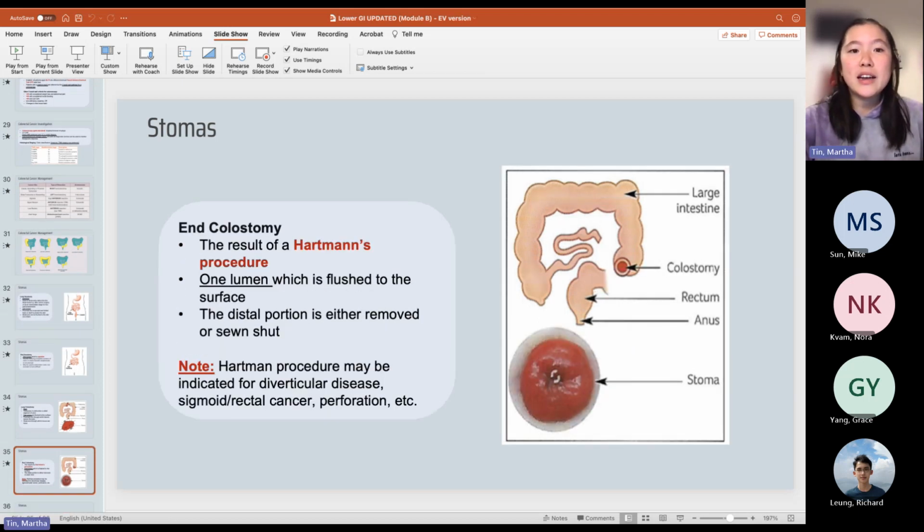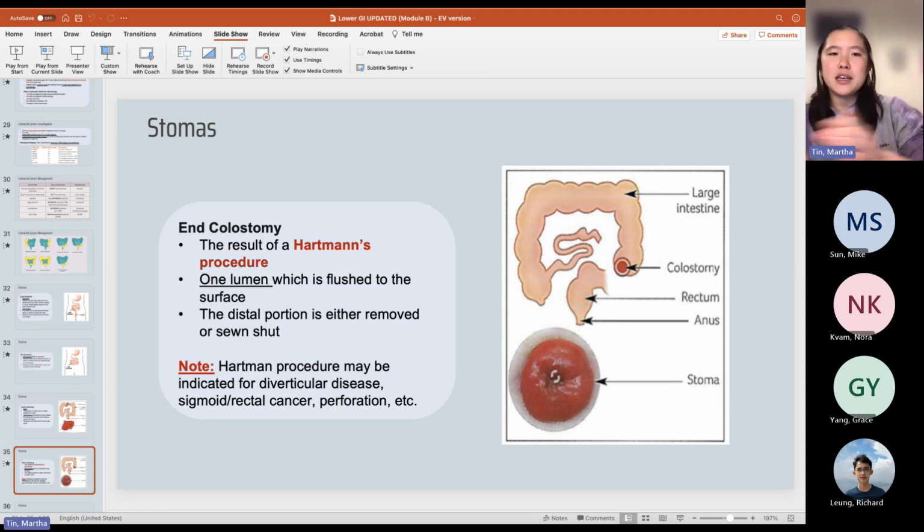End colostomy, sorry, these you will see far more frequently, and these can be both permanent or temporary. This is when you have one lumen, which is flush to the surface, and feces or waste material is then collected through that. If it's permanent, it's usually a result of the abdominoperineal resection. This is a removal of the entire rectum and anus, and in that case, you're left with all your waste coming out of the stoma and into the collection bag.